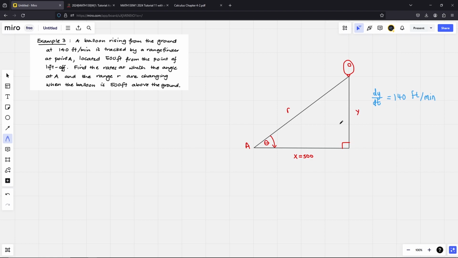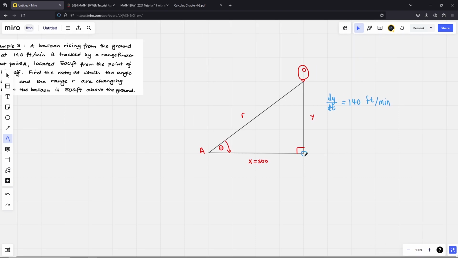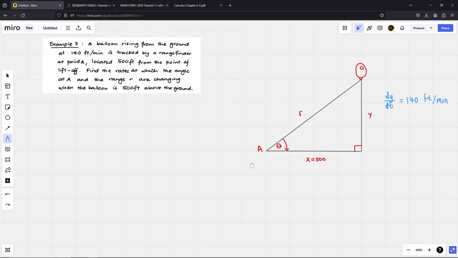Okay, and they say it's tracked by a rangefinder at point A. So here's my point A, located 500 feet from the point of liftoff. So if this is my point of liftoff and this is my rangefinder, my x distance is going to be 500.